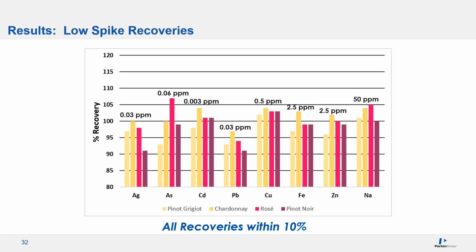We chose not to spike potassium or the other analytes or the other minerals, because they're just present at high concentrations. Spike recoveries, trying to go too low, you're not going to see anything. But again, we see that all our spike recoveries were within 10%, which indicates accuracy. So we've seen both accuracy at low concentrations and high concentrations.